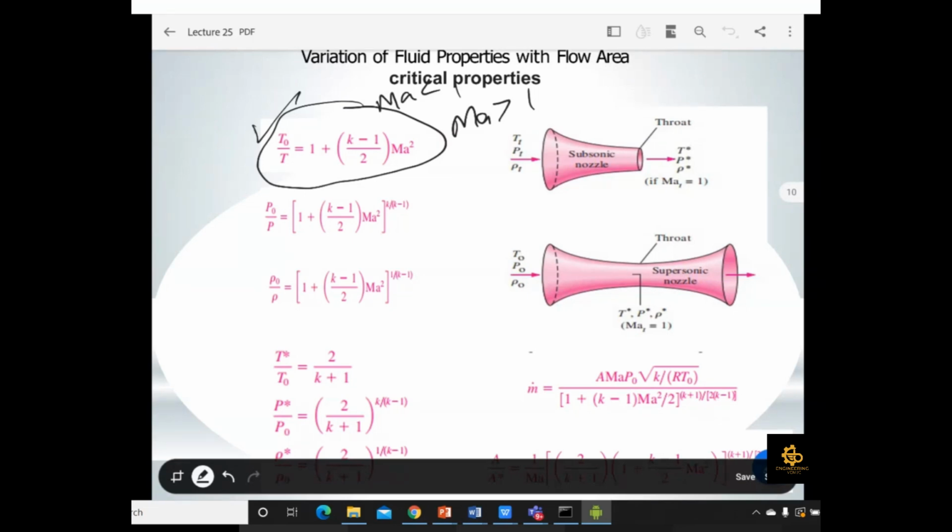But still we can use this equation if your Mach number is greater than 1 by just putting in some assumption, and you can write it if you get this type of question in the exam and your Mach number is greater than 1.